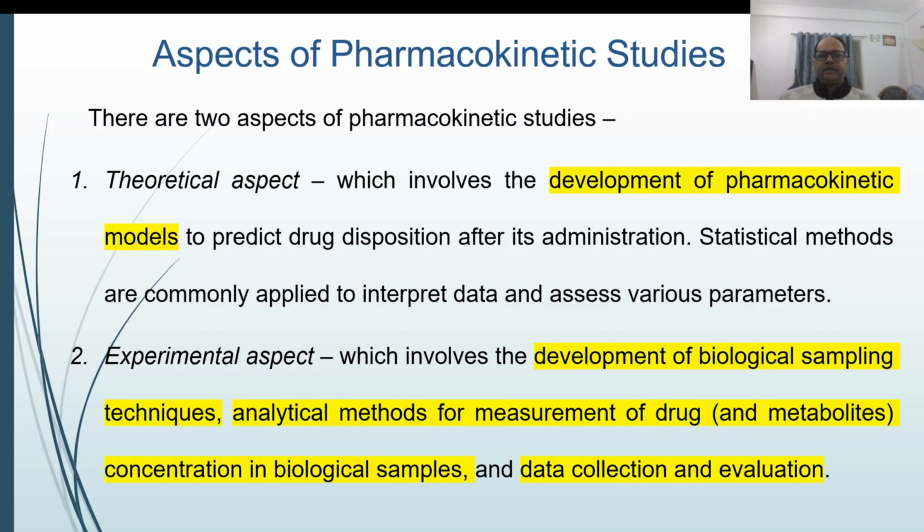Then what are the different aspects of pharmacokinetic studies? There are two aspects: the theoretical aspect and the experimental aspect. The theoretical aspect involves the development of pharmacokinetic models to predict drug disposition after administration, and statistical methods are commonly applied to interpret data and assess various pharmacokinetic parameters. The experimental aspect involves development of biological sampling techniques, analytical methods for the measurement of drug and metabolite concentrations in biological samples, and data collection and evaluation.